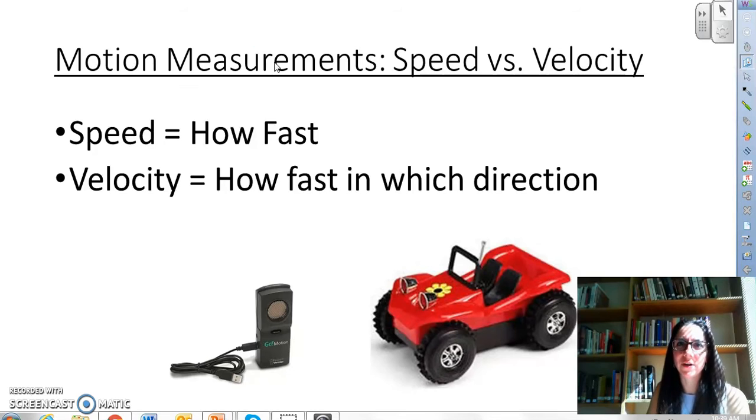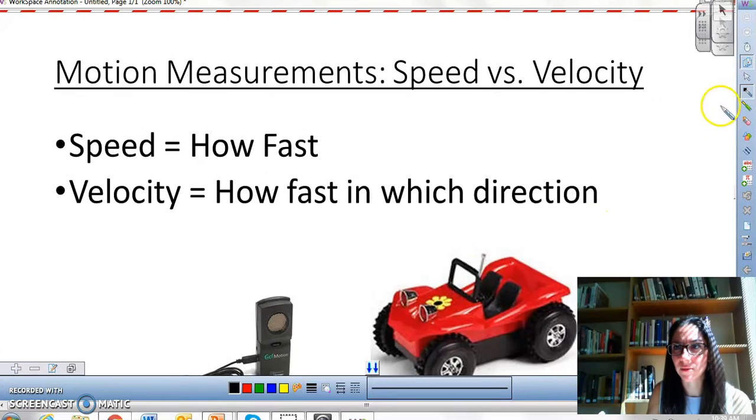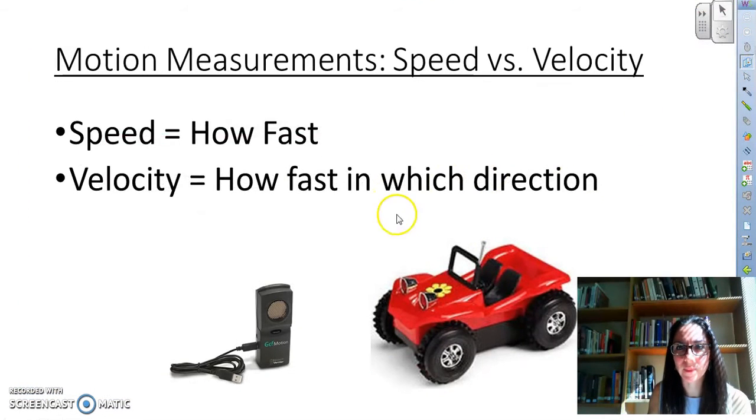In this video, I'll be covering the difference between speed and velocity, and if time permits, I'll talk about acceleration. So I'm going to start on this slide right here. There we go. Let me go back. Okay. And what I'm going to do is talk about speed and velocity.